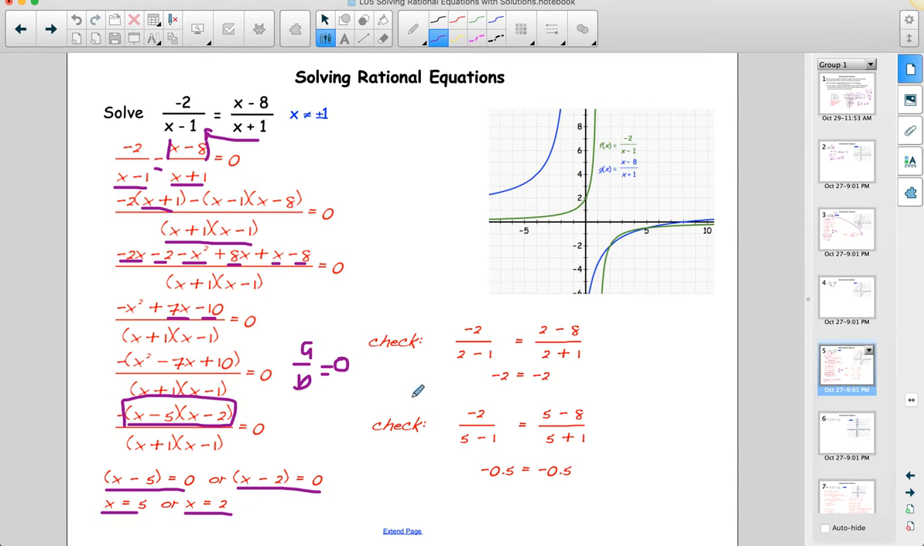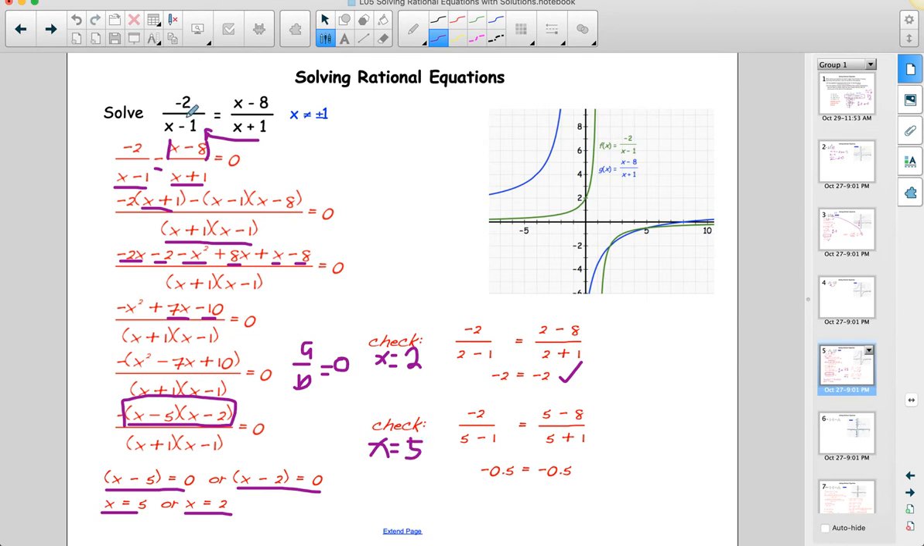And then I'm going to check. That's my first check, x equals positive 2. Plug in a 2: 2 minus 1. Plug in a 2 there, I get 2 minus 8. Plug in the 2 here, I get 2 plus 1. This gives me negative 2 over positive 1, which is negative 2. This gives me negative 6 over positive 3, which is also negative 2. So that checks out.